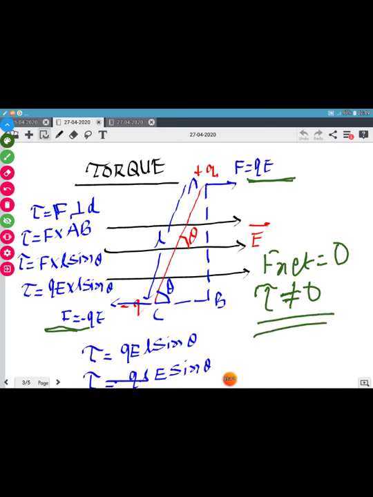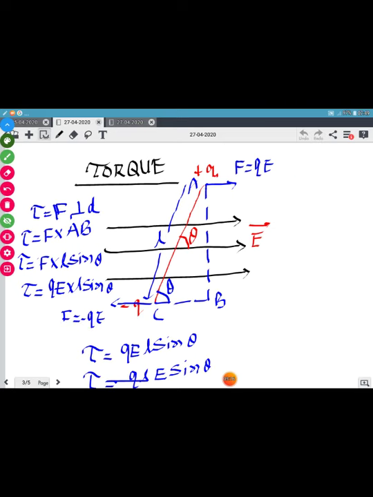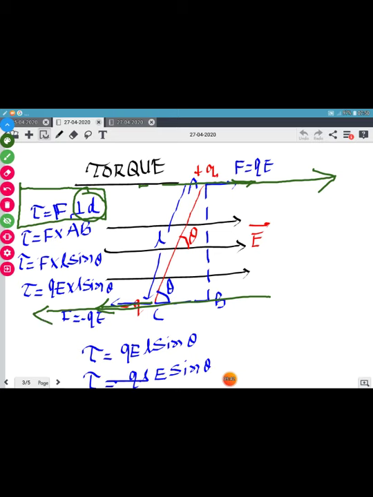So how can we find out the torque? In class 11th we have already defined torque. According to the definition, torque is equal to force into perpendicular distance. There are two forces acting, a pair of forces, so either force multiplied by the perpendicular distance between the lines of action of the forces. This is the line of action of this force, and this is the line of action of that force. The perpendicular distance is this one, given by AB.